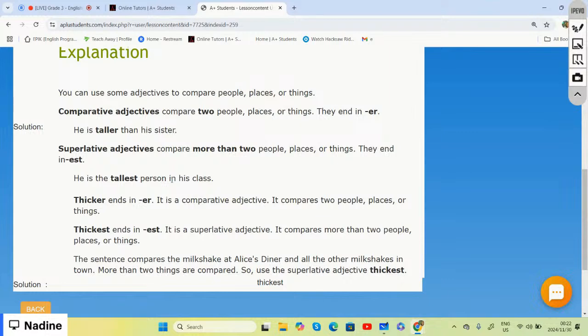All right. And we said we have comparative adjectives which compare two people, places, or things, and they end in er. And superlative adjectives which compare more than two people, places, or things, and they end in est.